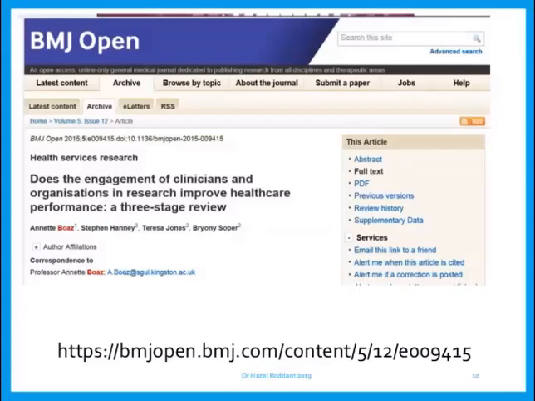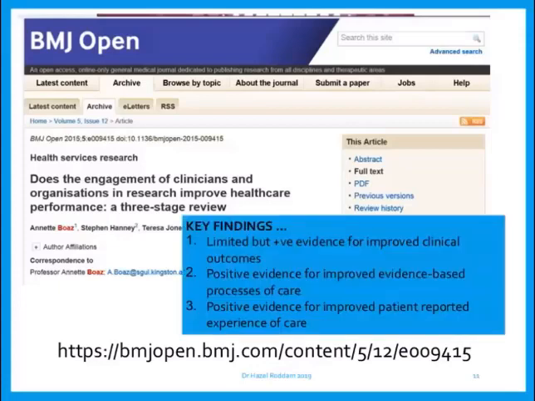And here for you are the main headline findings from this paper. As you might expect, there are many influences on clinical outcomes of care, but there is some limited positive evidence that where staff are evidence-based, it can improve clinical outcomes. And there is much stronger positive evidence that where staff are aware of research evidence, it does improve evidence-based processes of care. And also, very importantly, it improves patient-reported experience of care.